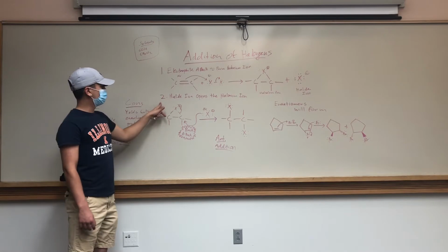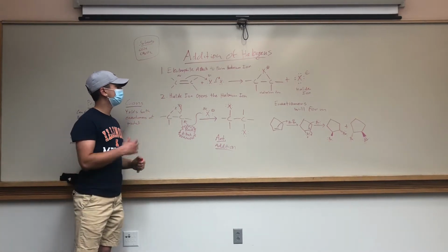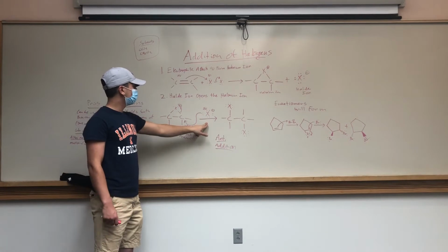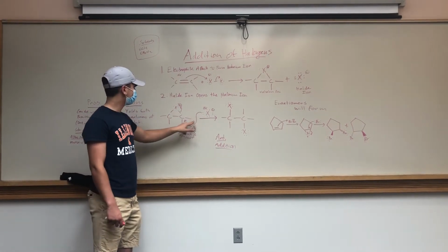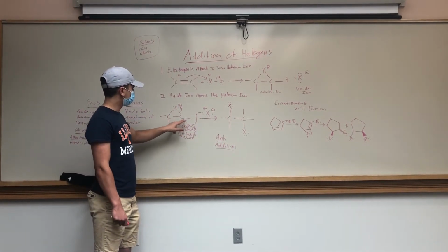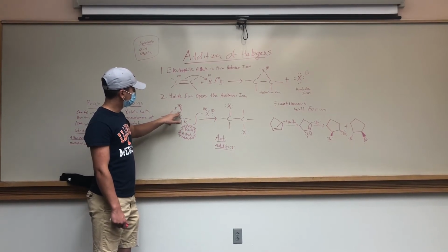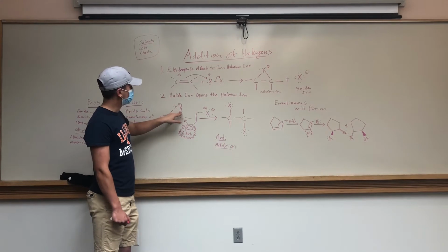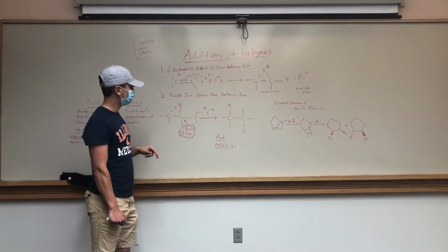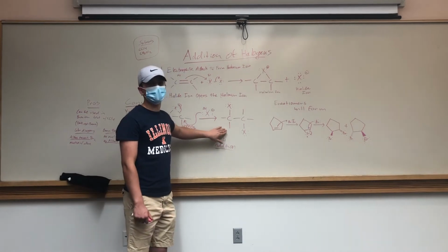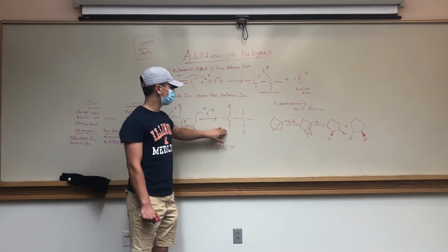In step 2, the halide ion opens the halonium ion. The halide ion acts as the nucleophile and performs a back attack on the carbon, which causes the carbon-halogen bond, the electrons in it, I should say, to move up onto the halide. A result of this is an anti-addition of two halogens.